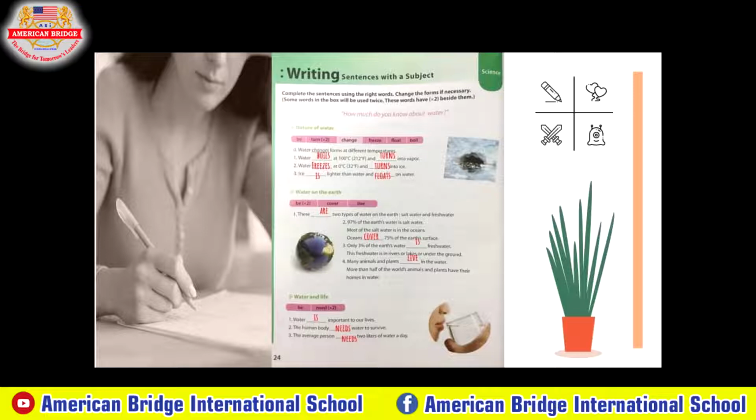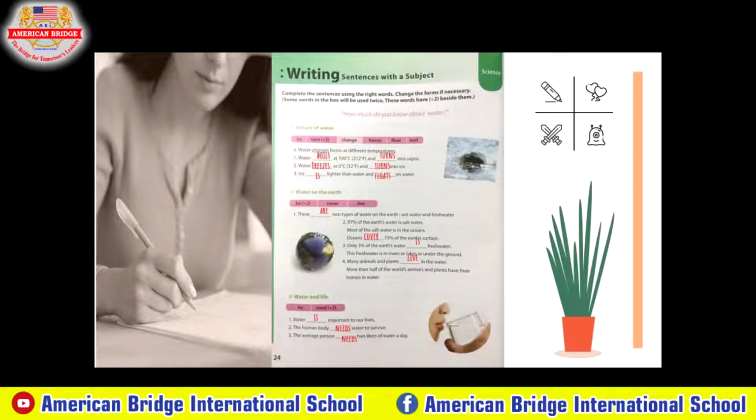Now, let's have a quick review for nature of water. So for the number 1, everyone, as you can see, we have choices inside the box, right? Let's have an answer for this one, even though we answered already. So for the number 1, water boils at 100 degrees Celsius, 212 Fahrenheit, and turns into vapor. Correct. So we change the word to simple present form.